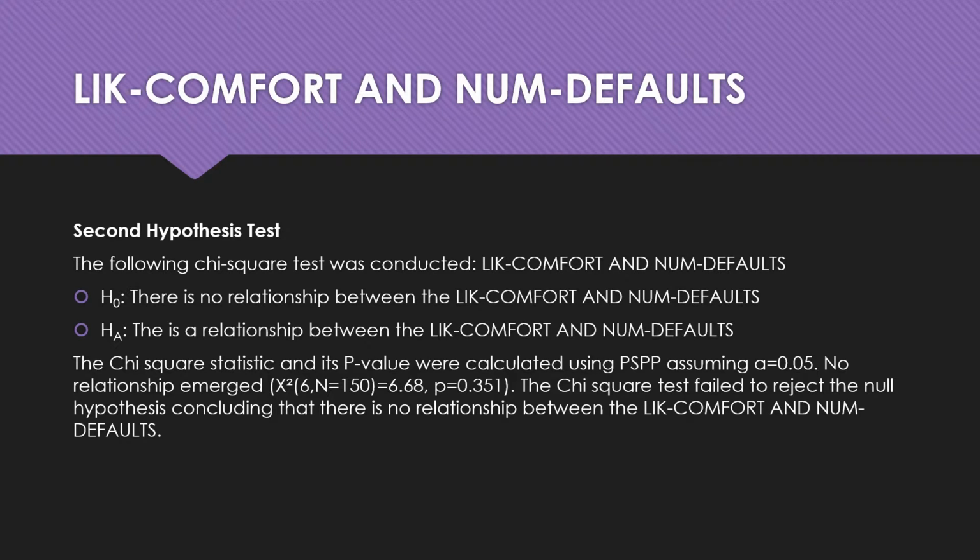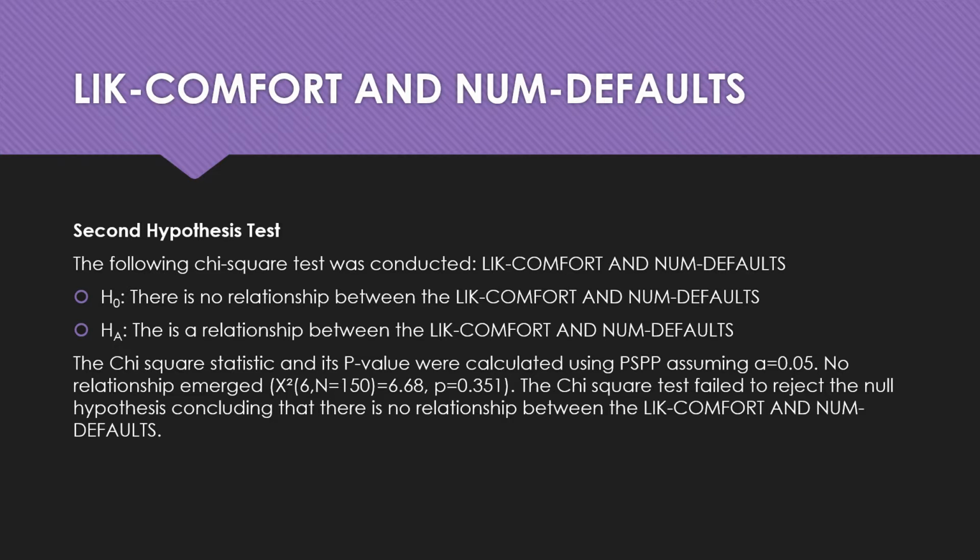The second hypothesis test was based on like and comfort and number of defaults, and the null hypothesis states that there is no relationship between like and comfort and number of defaults, and the alternative hypothesis states that there's a relationship between like comfort and number defaults.